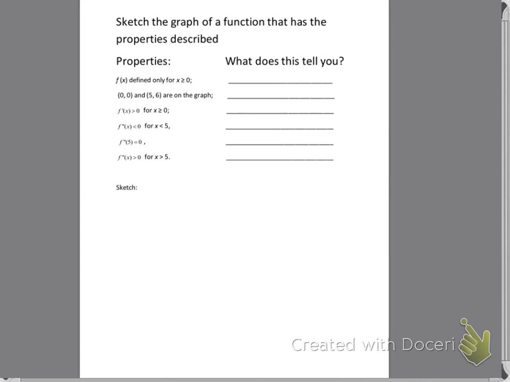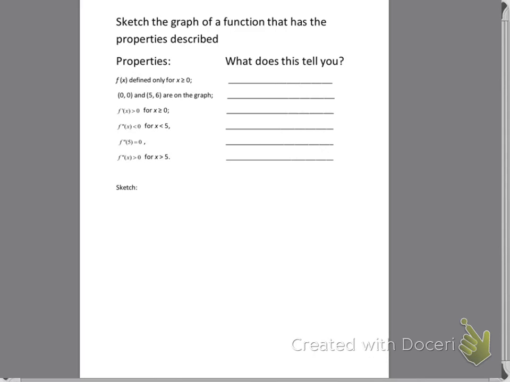Okay, on this last page of the notes, or second to last page, it says sketch the graph of a function that has the properties described. So we're going to go through each of the properties, and we're going to write down what it tells you. Now, you don't have to always do this when you're going to give me a sketch, but this is a way to understand the process.